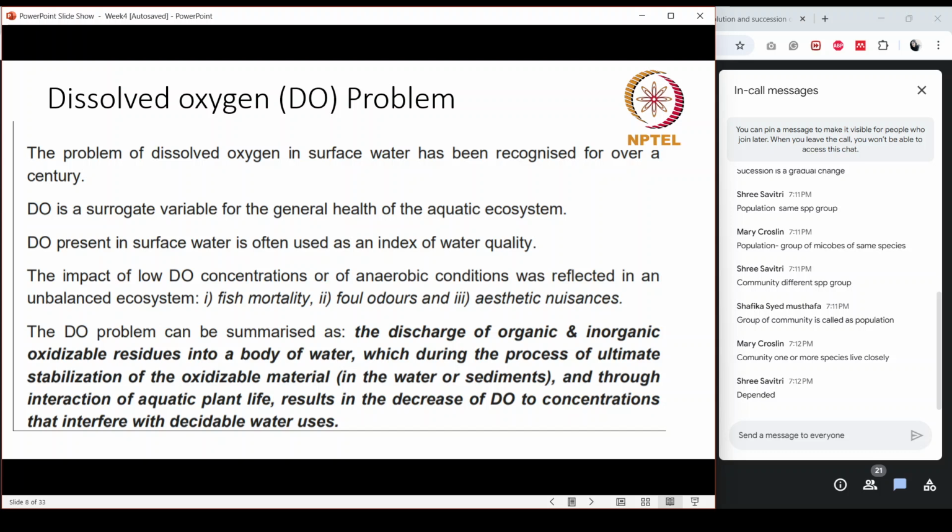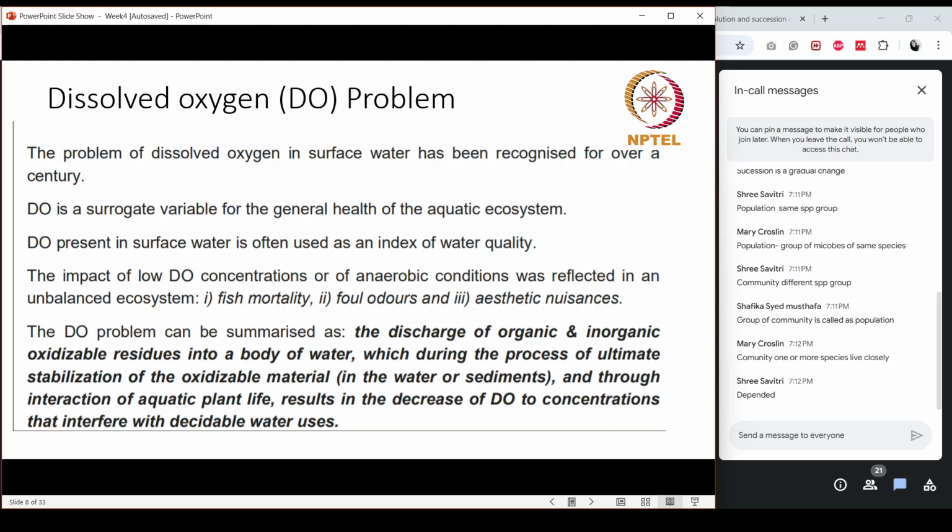Unbalanced system. So it represents what? Fish mortality. Fish mortality means that, as I told you, if the DO is less than 4 milligrams per liter, the aquatic organisms won't be able to survive. So they will die off. So that is called mortality.